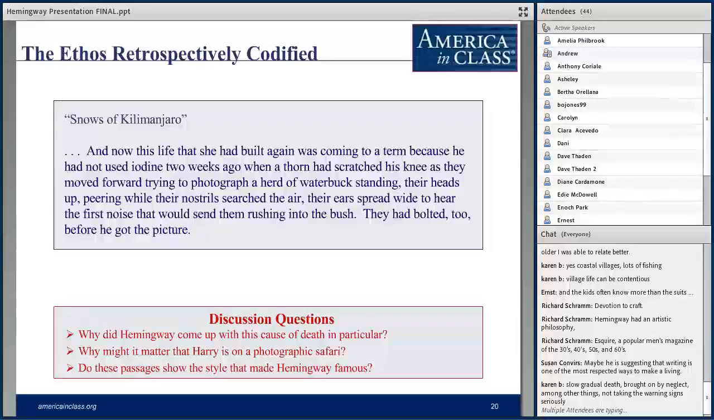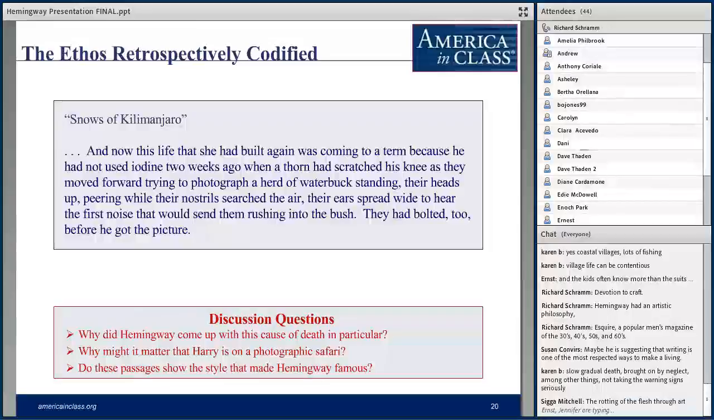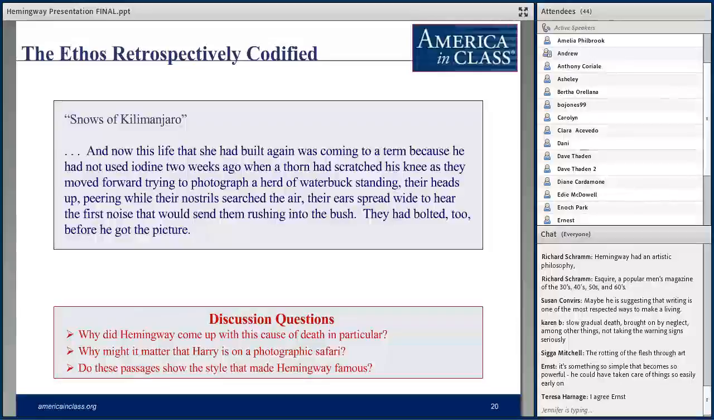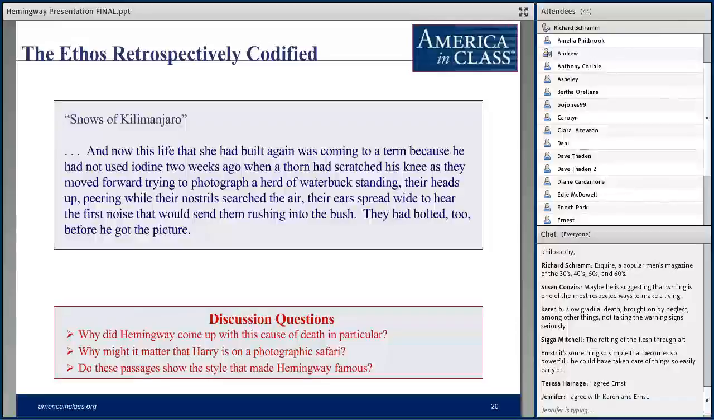We have some other folks typing in. Let's see. The rotting flesh art. It's something so simple that becomes so powerful. He could have taken care of the thing so easily early on. I agree, Ernest. It also seems quite random, Sean. I mean, this is getting back to literary naturalism. It just happens. It's nature and it's fate and bad luck. I agree with Karen and Ernst. It's Jennifer. It's also pointless.